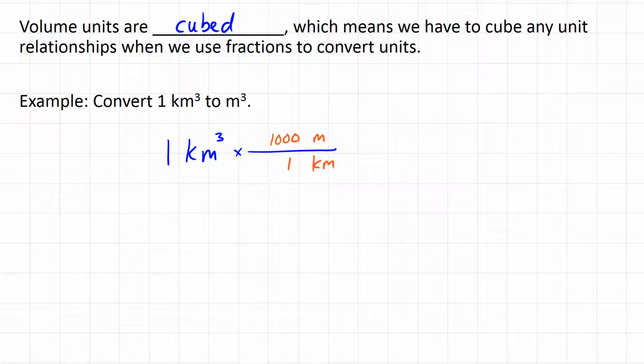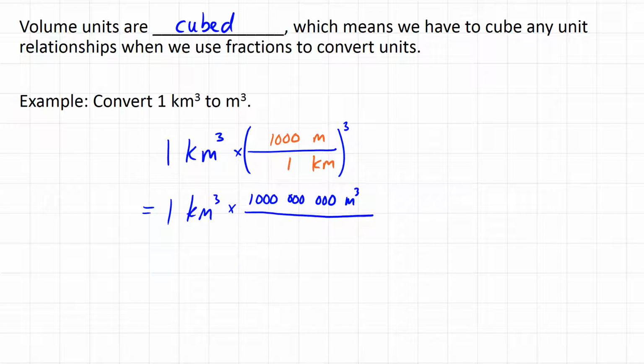But our original set of units is cubic kilometers. And so in order to use this relationship, we have to cube it. So that means 1 kilometer cubed times, well, we have to cube both the top and the bottom of the fraction. Now this number is going to get kind of ridiculous because 1,000 cubed is actually 1 billion. So it's 1 followed by 9 zeros cubic meters per every, and 1 cubed is just 1, so 1 cubic kilometer.